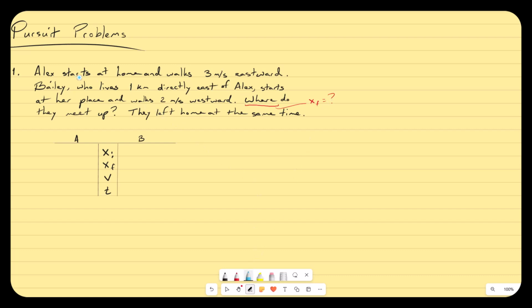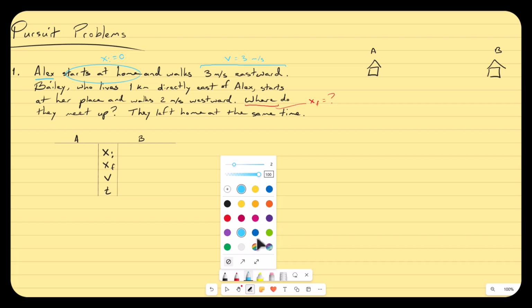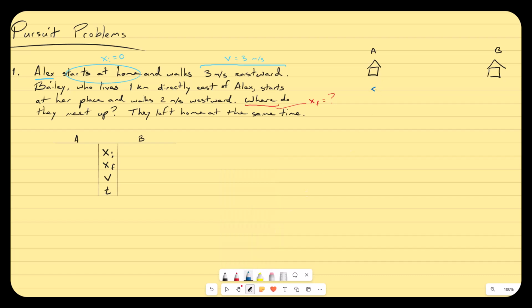We have Alex starts at home. So for Alex, x initial is 0 because we can pick that to be anywhere. Walks at 3 meters per second eastward. We've got separate information for Bailey. But to get this, I'm going to really draw a picture. Here is Alex's place. Here is Bailey's place. Bailey lives 1 kilometer east of Alex.